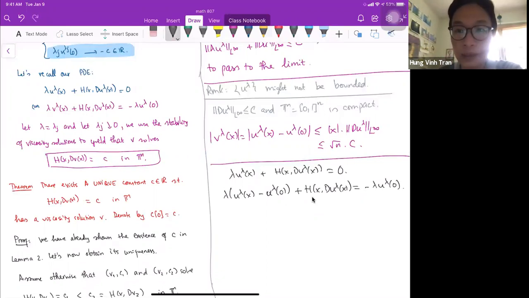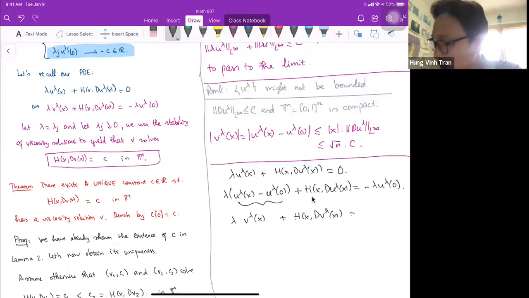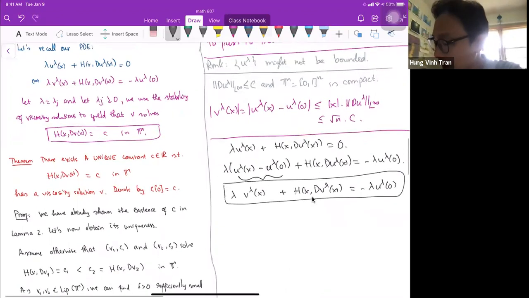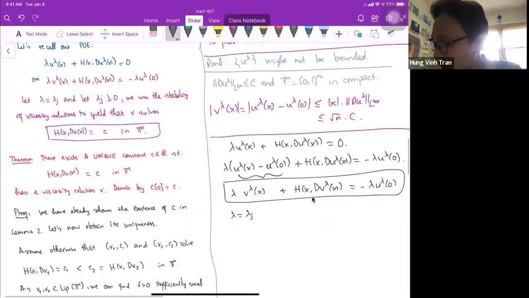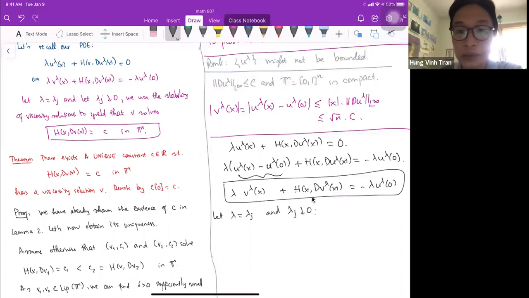Okay, right? I am normalizing it so that it becomes bounded, and this is just v lambda, right? So this becomes lambda v lambda x plus h of x dv lambda x equals minus lambda u lambda of 0. Okay, and now you let lambda equal lambda j, with lambda j converging to 0, right? You see that lambda j v lambda j converges to 0, it goes away. And by the stability result of viscosity solutions, you have v lambda j converging to v uniformly.